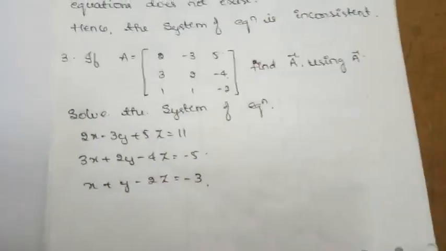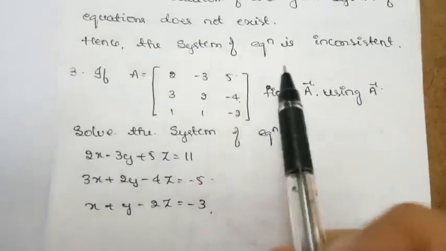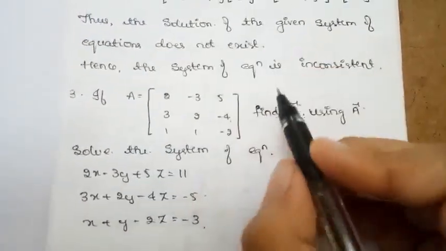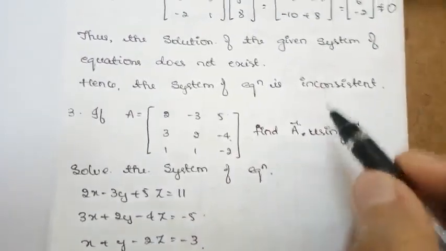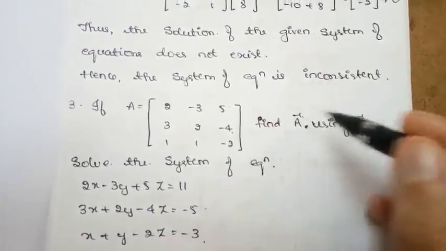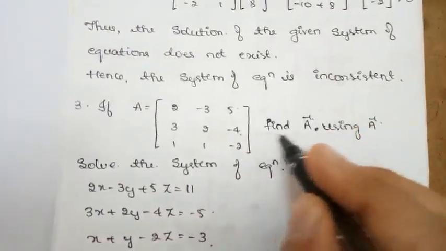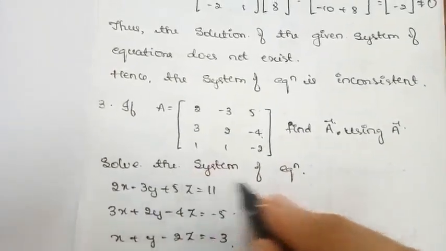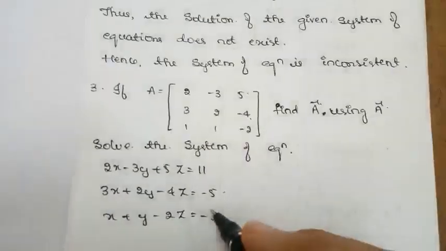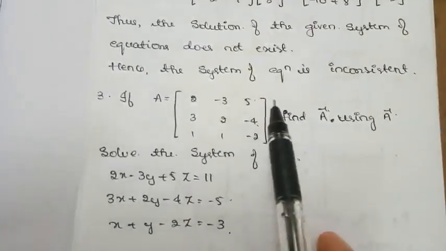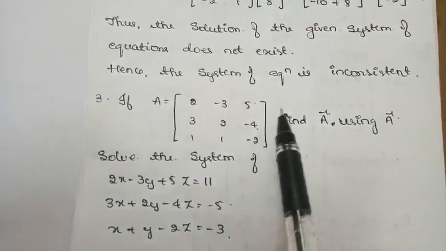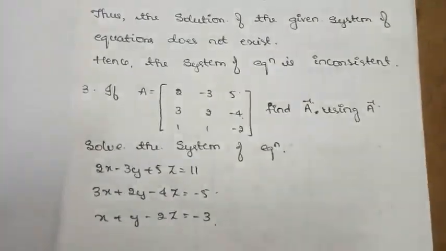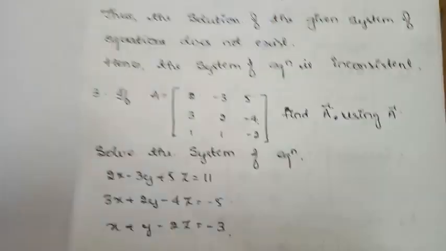So let us move to some exercise questions. So here is one of the exercise questions. They have given a matrix A and asked you to find A inverse. After finding A inverse, using that A inverse, they asked you to solve this system of equations. So first find the A inverse, and using that A inverse we need to solve the system of equations. So first let us find the A inverse.